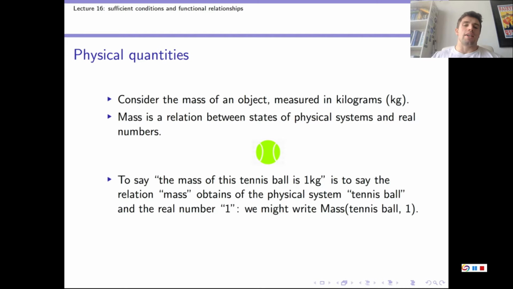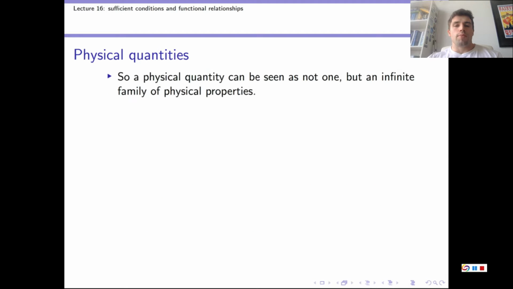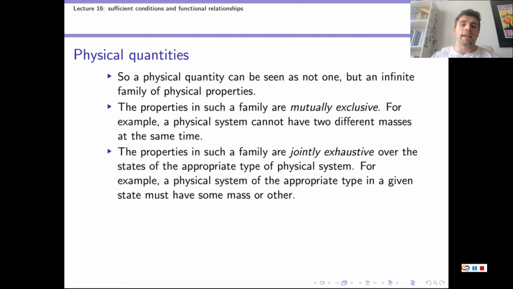And saying that is to say no more than something like this. For every real number x, there is associated a unique physical property having the mass x in kilograms. So, a physical quantity can be seen as not one, but as an infinite family of physical properties. And the properties in such a family are mutually exclusive, which is a term we've met before, meaning that a physical system cannot have two different masses at the same time. And they are jointly exhaustive over the states of the appropriate type of physical system, which means that a physical system of the appropriate type in a given state must have some mass or other.